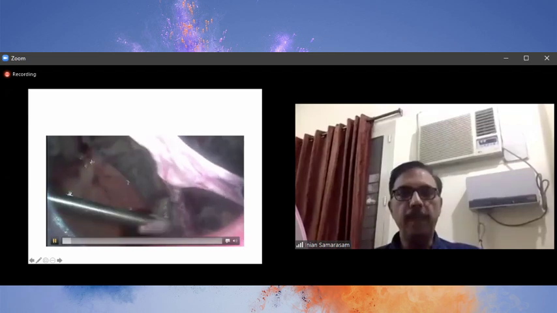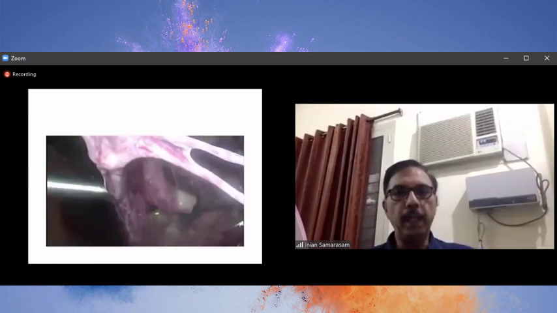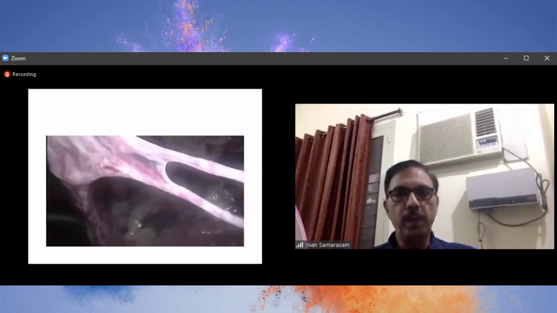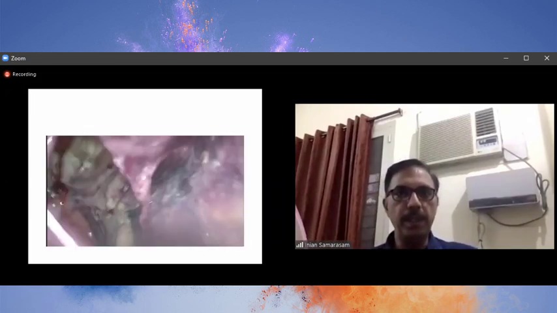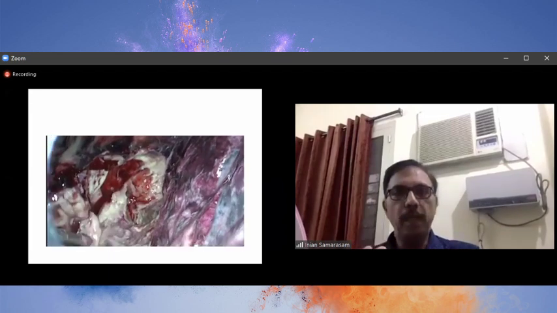So we had to take him back to theater. He had quite gross sepsis in the right chest cavity. So this all had to be washed out. This cannot be managed just with a chest drain. You can see there is quite gross contamination, has to be debrided.